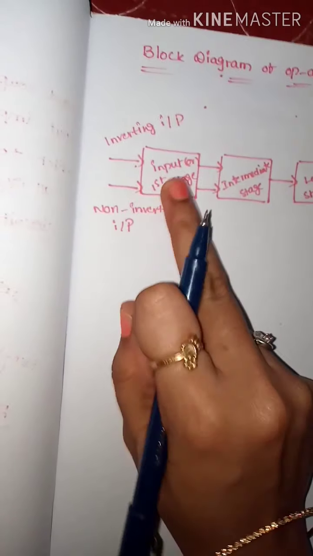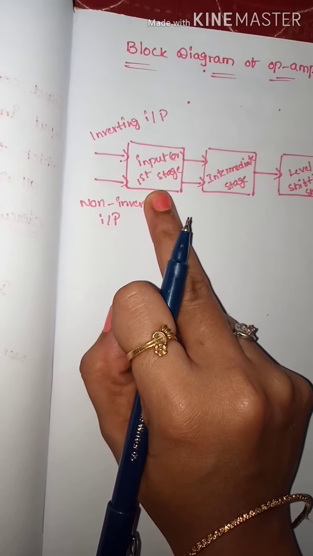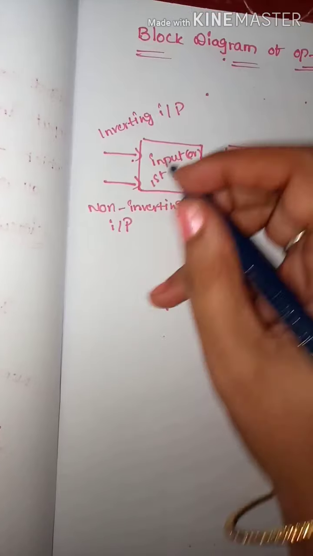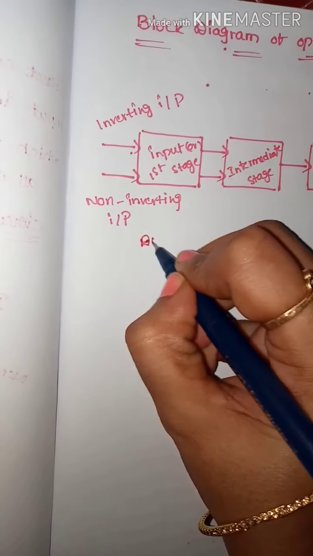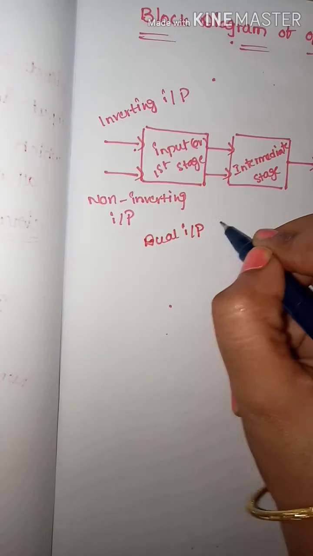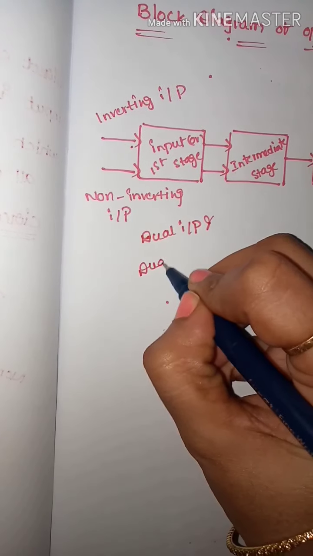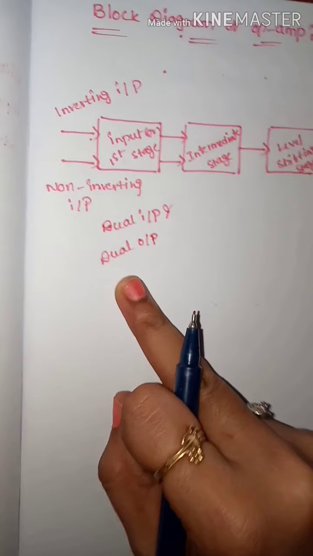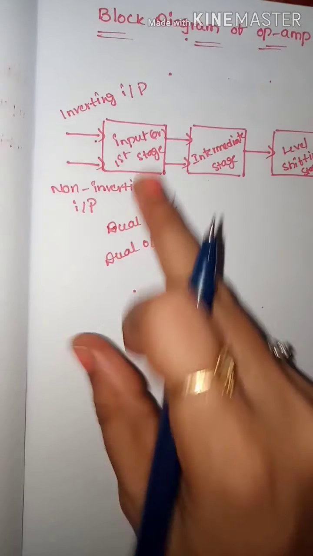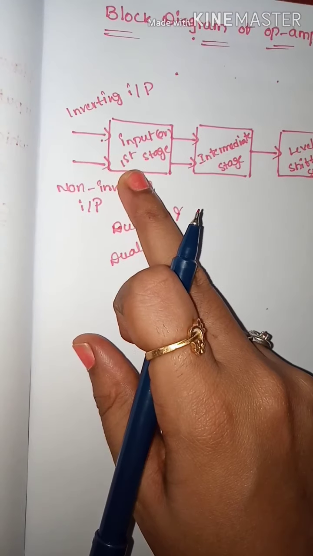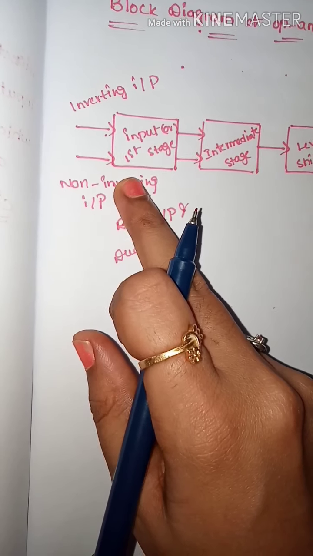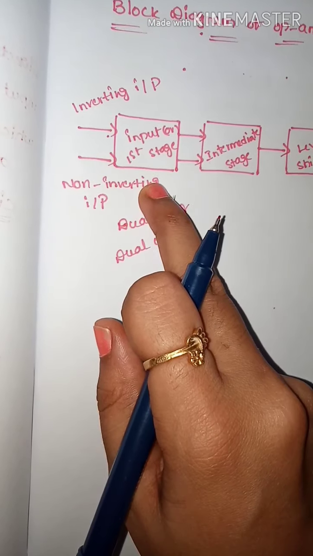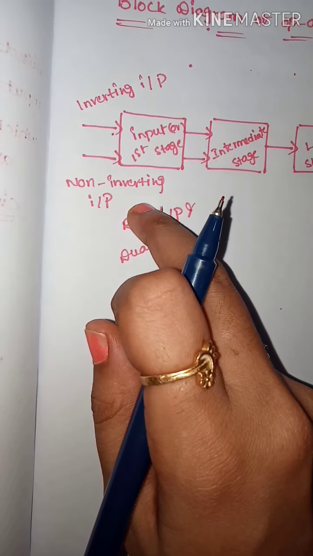First one is the input stage. The first or input stage is basically a dual input balanced output differential amplifier, that means dual input and dual output. The function of this stage is to provide most of the voltage gain of the amplifier and also establish the input resistance of the op-amp. This is the first stage of the operational amplifier.